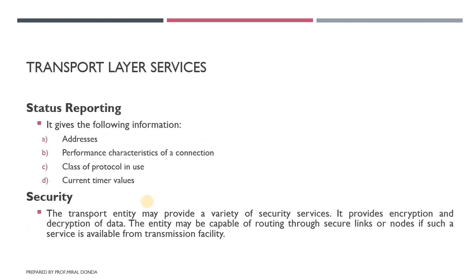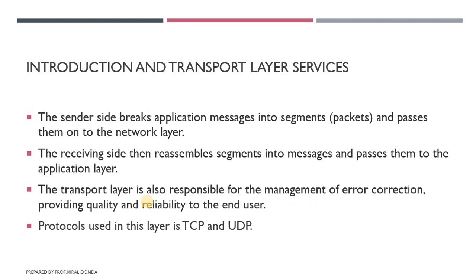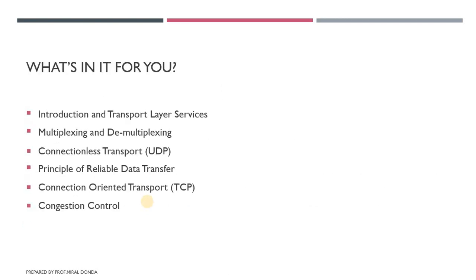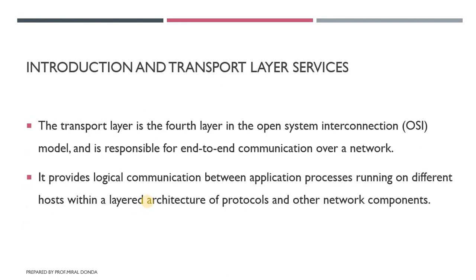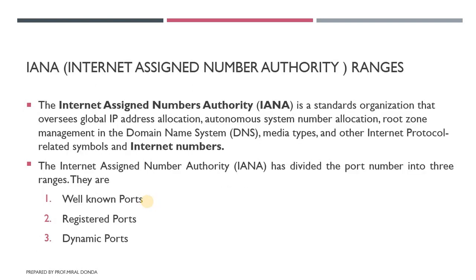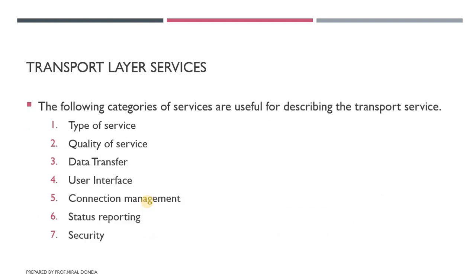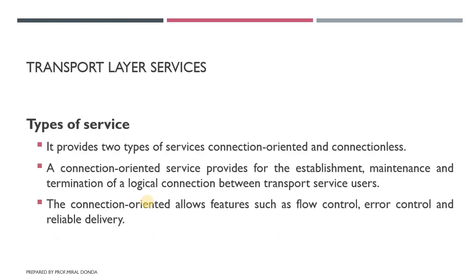So in this lecture we have learned about what transport layer services are, what the functionality of the transport layer is, what the role of the transport layer in the OSI model is, the properties of the protocols, and also we have learned what the different types of ports are and the ranges of those ports, and the services of the transport layer.